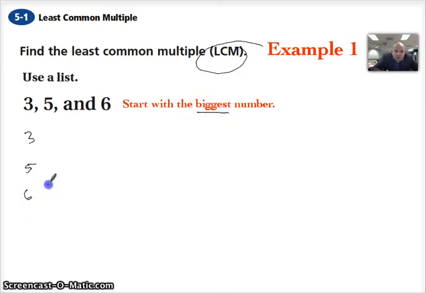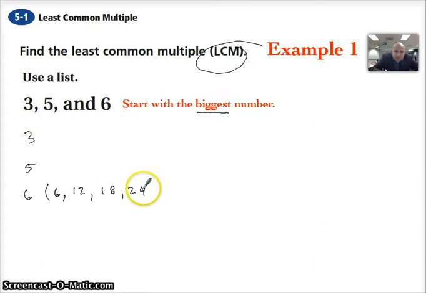Okay? Let's go ahead and find the multiples of 6. Well, 6 is the first multiple of 6. Does 3 or 5 go into it? 3 does, but 5 does not. The next multiple is 12. Again, 3 goes into it, but 5 does not. The next multiple is 18. 3 goes into it, 5 does not. The next multiple is 24.